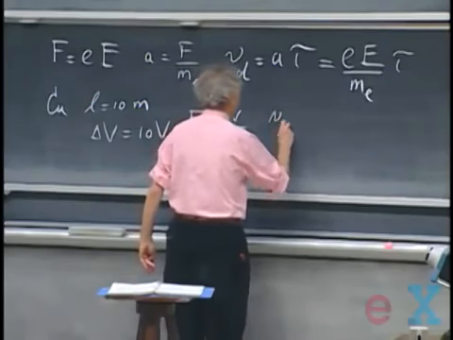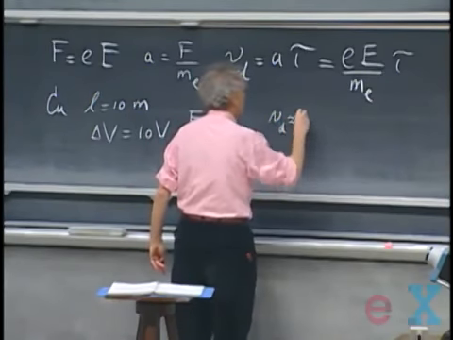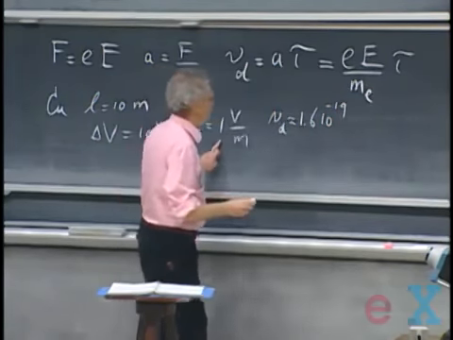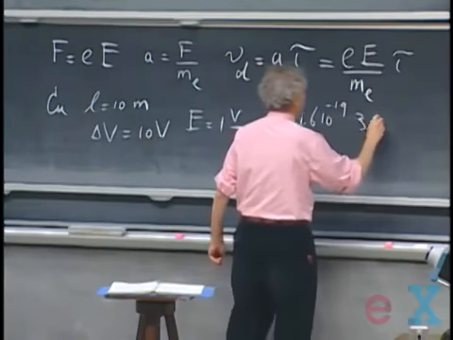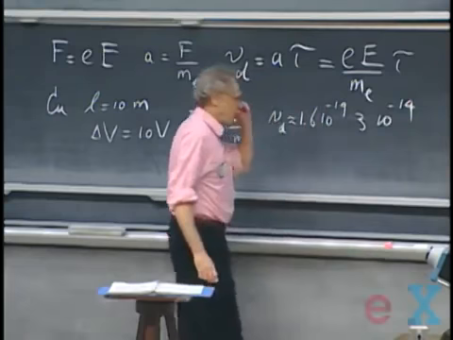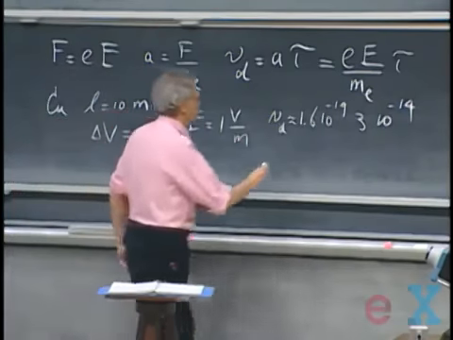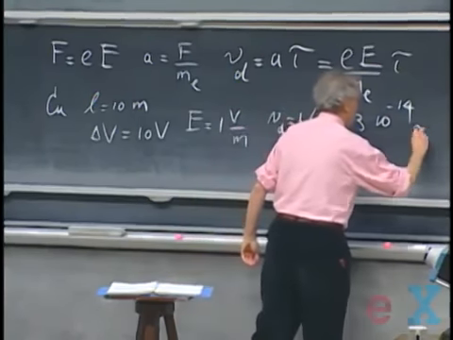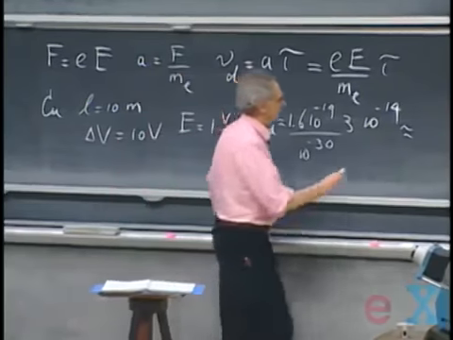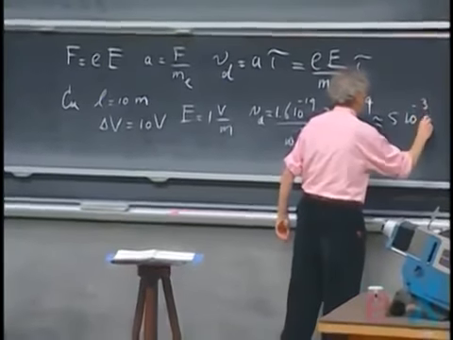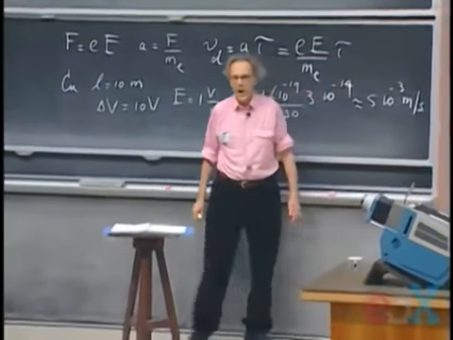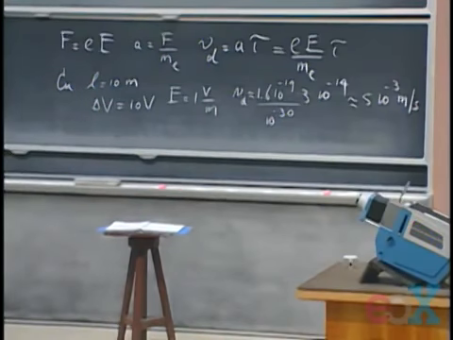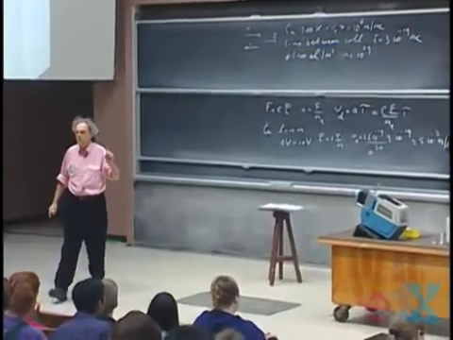So the drift velocity of those free electrons would be the charge of the electron, which is 1.6 times 10 to the minus 19 Coulomb. The E field is 1, so I can forget about that. Tau is 3 times 10 to the minus 14, as long as I'm at room temperature. And the mass of the electron is about 10 to the minus 30 kilograms. And so if I didn't slip up, I found that this is 5 times 10 to the minus 3 meters per second, which is half a centimeter per second. So imagine, due to the thermal motion, these free electrons move with 1,000,000 meters per second.